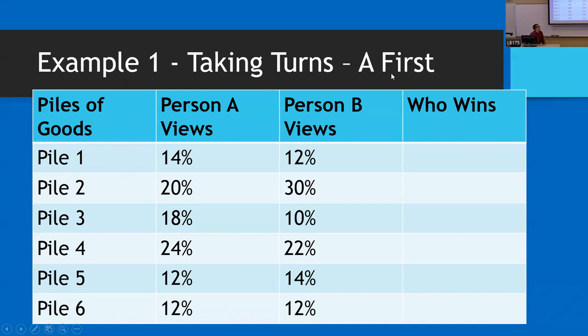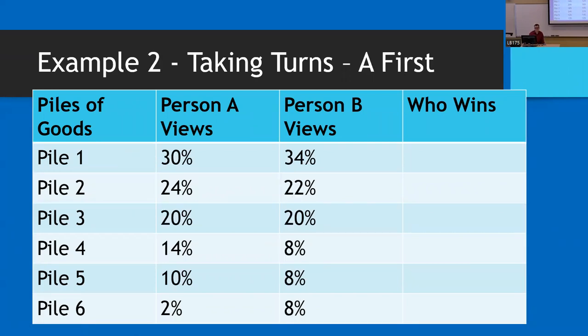All right, so we had A pick first, we had B pick first. Both of these led to fair shares. But let's look at this one.